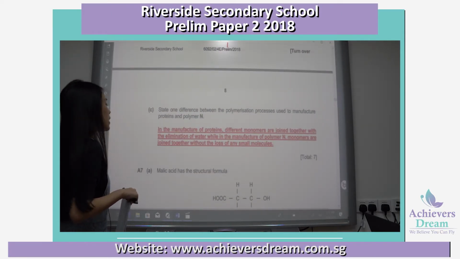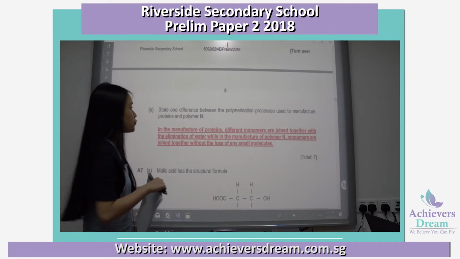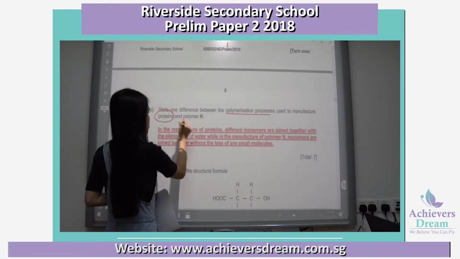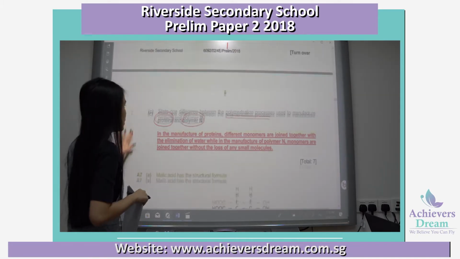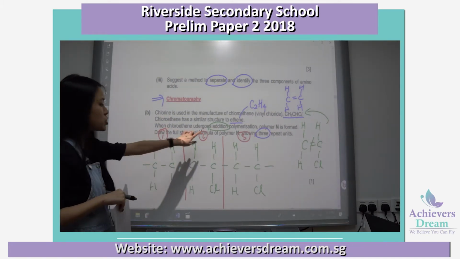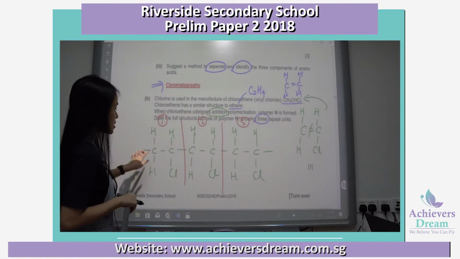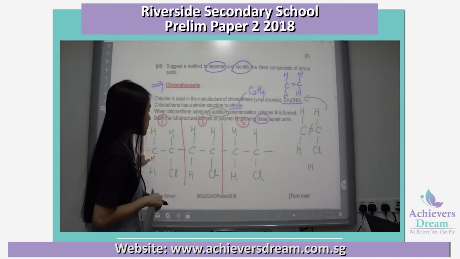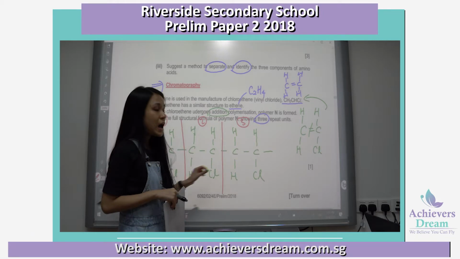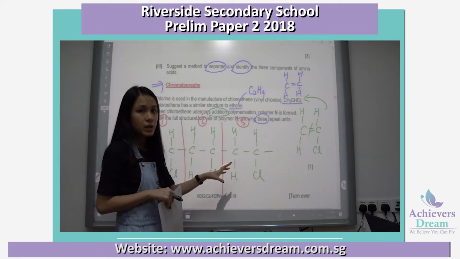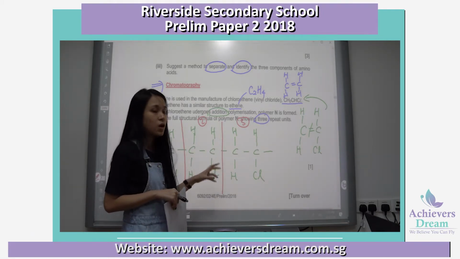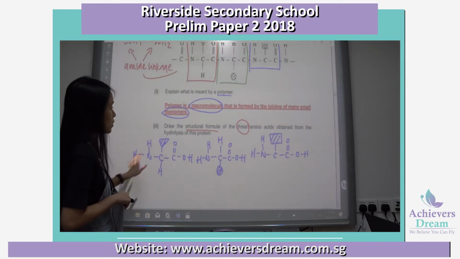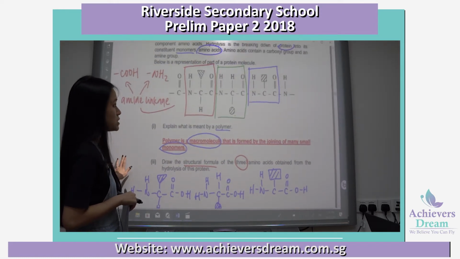Now, let's take a look at C. State one difference between the polymerization process for your proteins as compared to polymer N. Take note, addition polymerization is the breaking of your C=C double bonds. In the process of breaking your C=C double bonds, are there any atoms or molecules being lost? No. How about for protein synthesis here?